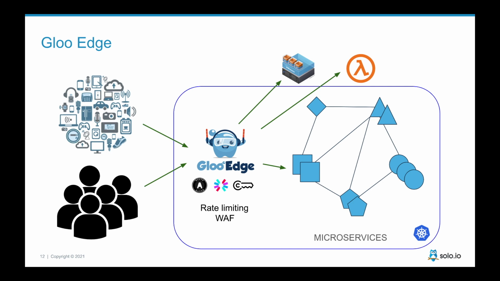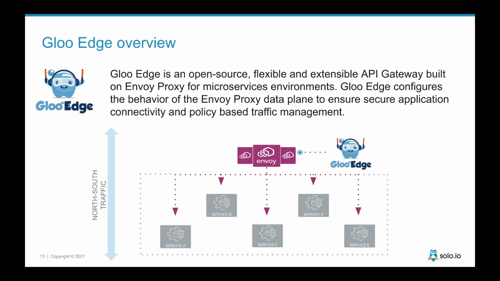So in that talk, I will focus on our Kubernetes native API gateway, which is called GlueEdge. And GlueEdge is based on Envoy. I am sure that most of you are familiar with Envoy, and I will speak about it in a minute. But basically, GlueEdge is like a management plane, a control plane, sorry, for Envoy. And Envoy is the data plane. And you configure everything, as I said, through custom resources in Kubernetes. GlueEdge reads this configuration and translates that into Envoy configuration.